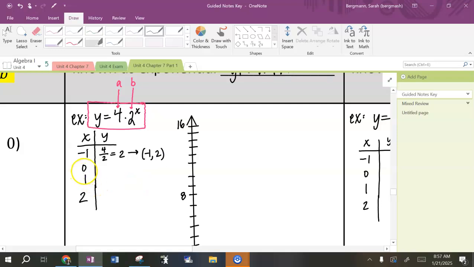Let's do another one. When x is 0, we said that the y value is always equal to a. So in this case, a is just 4. So my point is going to be 0, 4. Next, for the x value of 1, we always get a times b. So in this case, we get 4 times 2, which equals 8. So I know I have a point at 1, 8 on my graph.